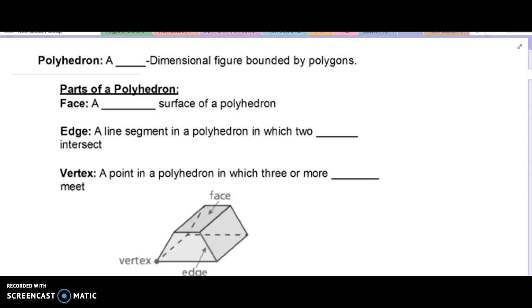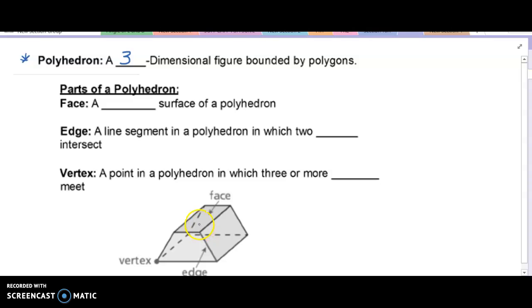All right, now let's move on to the next slide. A polyhedron, this is just more vocab, is a 3-dimensional figure that's bounded by polygons. So it has nothing but polygons in it. If we look at this, it's made of a bunch of rectangles, and then here's a trapezoid. So this would be considered a polyhedron.